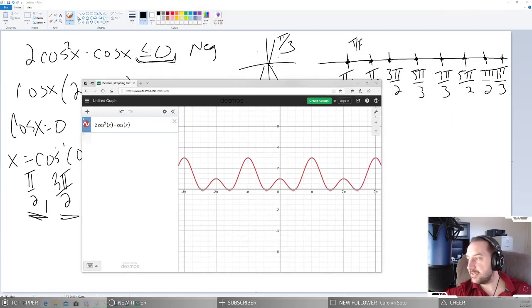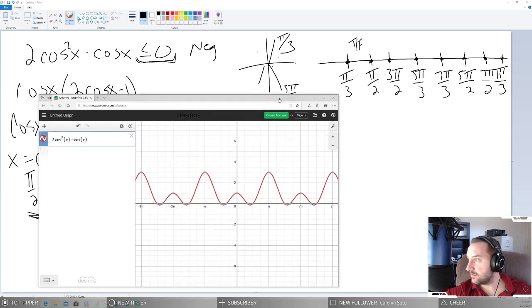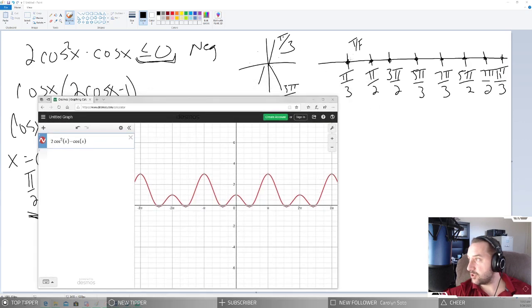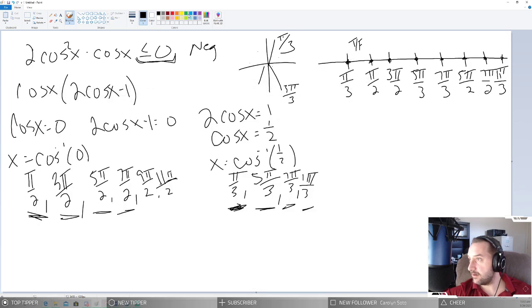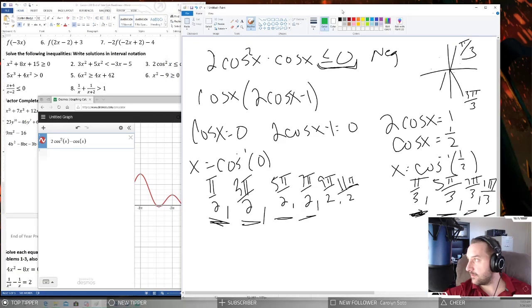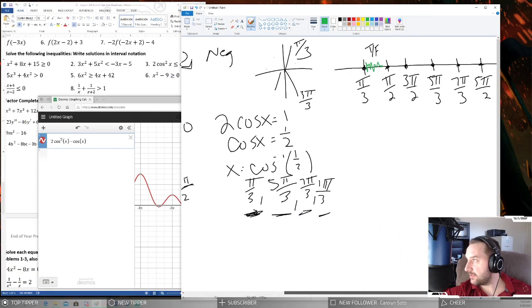Because it does say values that are less than 0, and values that are less than 0 are negative, that's where it's below the x-axis. So between pi thirds and pi halves, that's going to be true. So this right here is shaded. Here, maybe I can adjust this so I can have both at the same time.